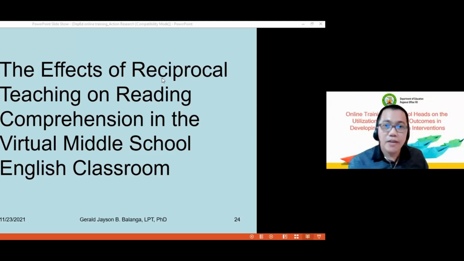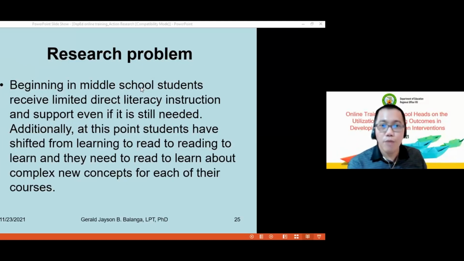So given this title, ito yung research problem niya. Beginning in middle school, students receive direct literacy instruction and support if it's still needed. Additionally, at this point, students have shifted from learning to read to reading to learn. Di ba? Kung middle school na or high school, reading to learn ka na, hindi ka na learning to read. No? Kasi ang learning to read, sa primary. No?